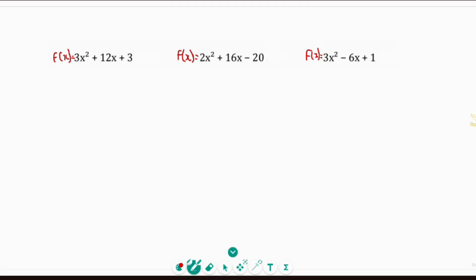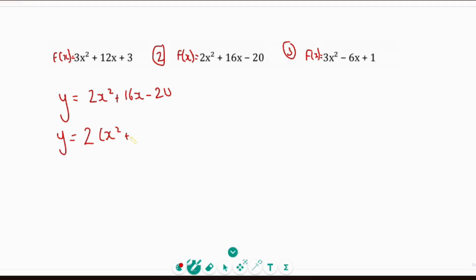Okay, so maybe have a go at 2 and 3 yourself. Put me on pause and unpause when you're done. Factorise. You can check it at this stage. Well, if I expanded these brackets here, I'd have 2x squared plus 16x minus 20, which is what we have in the first line. Now I can complete the square.